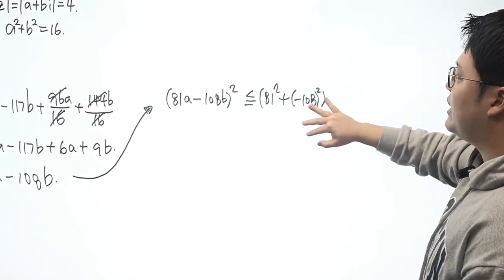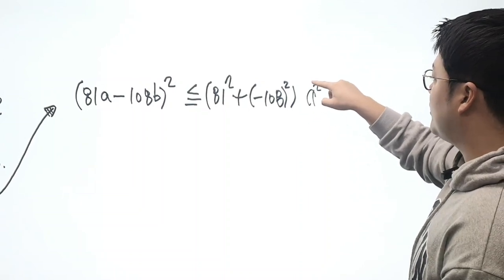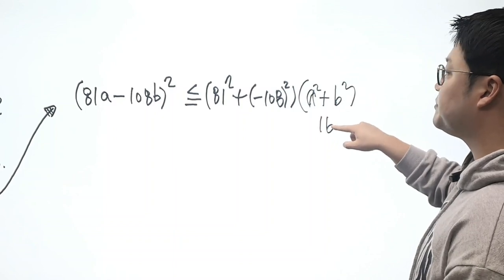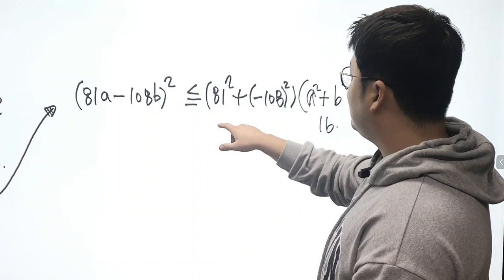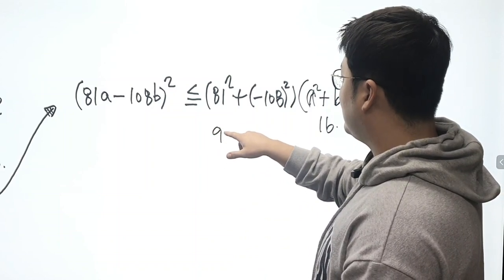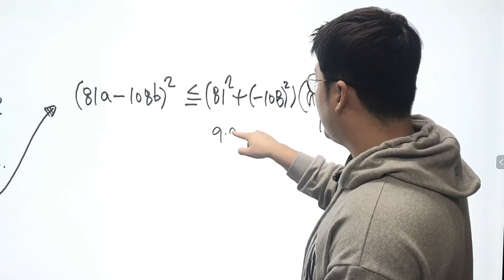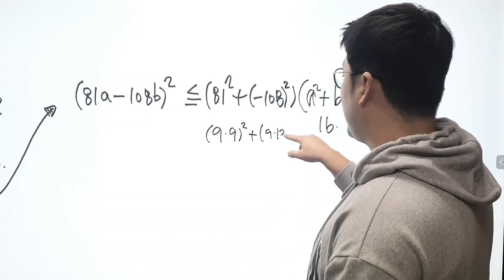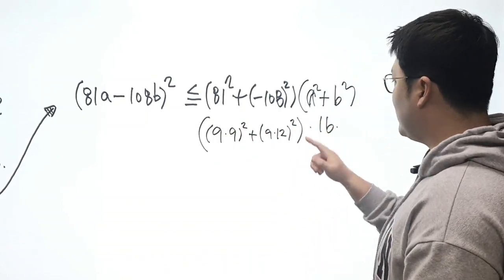And I'm multiplying this. Let me enlarge this so that we get a squared plus b squared. This is 16 for sure. And what is this? 81 squared. I would say these are 9 times 9 squared. So 9 times 9, so 9 times 9 squared, and we have 9 times 12 squared as well.